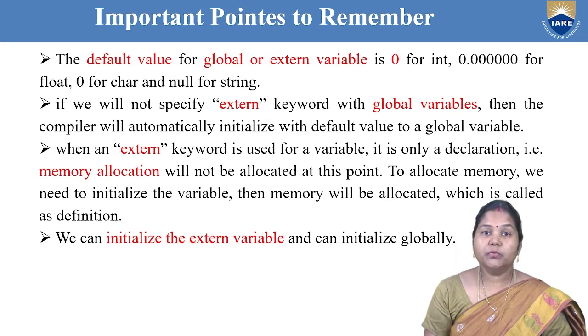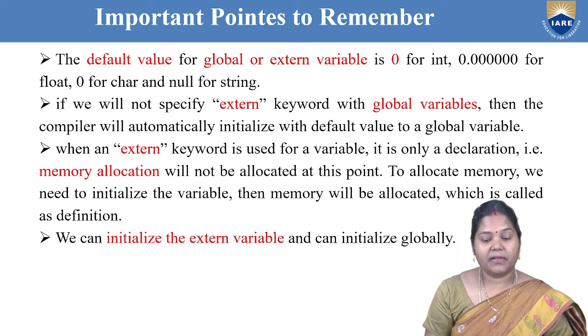Now, when you use the keyword extern for a variable, it is only during declaration, that is, memory will not be allocated at this point. That means you have declared a variable to be of type extern; at that time it is only a declaration. It's like a function prototype. Only declaration is done, but no memory allocation has taken place.